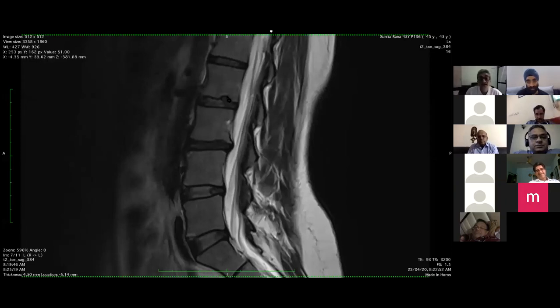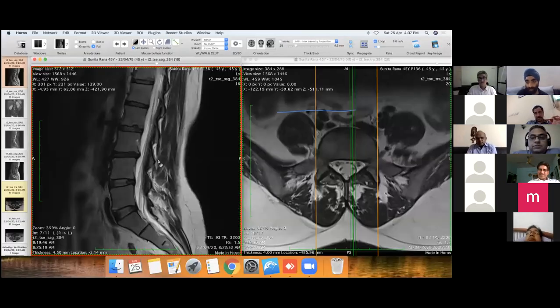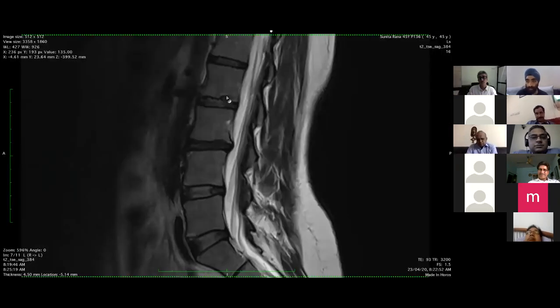So basically, disc herniation within the body of the vertebra is a Schmorl's node. So you mean disc herniation within the body? The end plate seems to be so soft that it can herniate over there. Yes, the central portion sometimes herniates with degeneration. So this is a Schmorl's node.